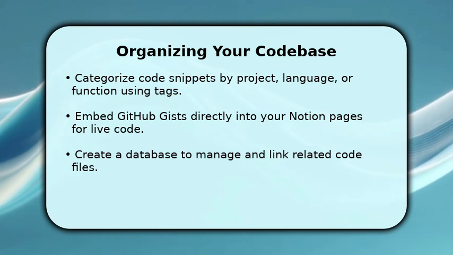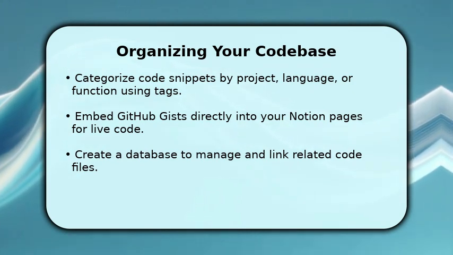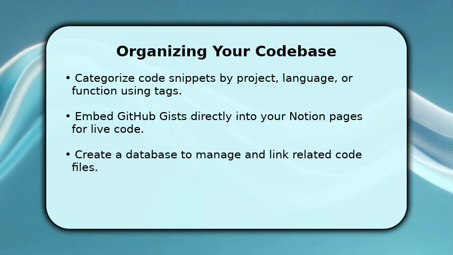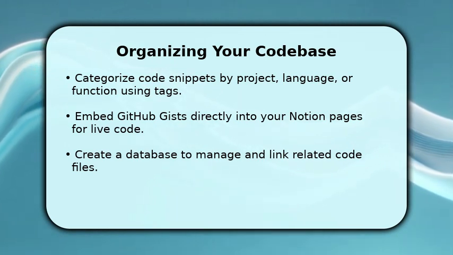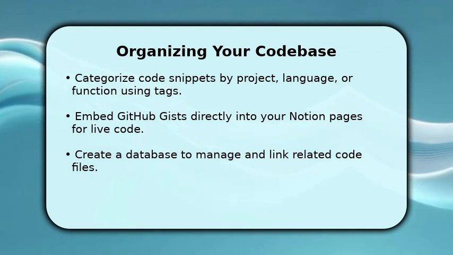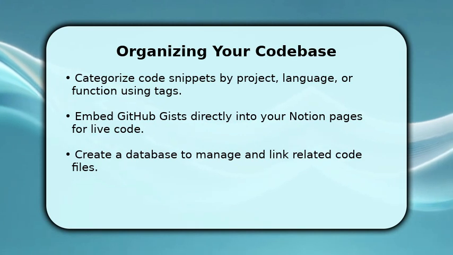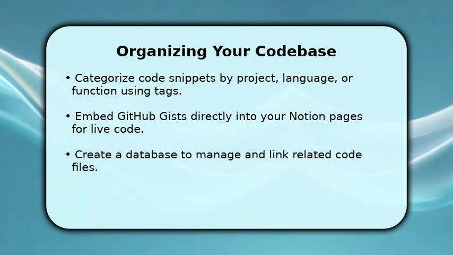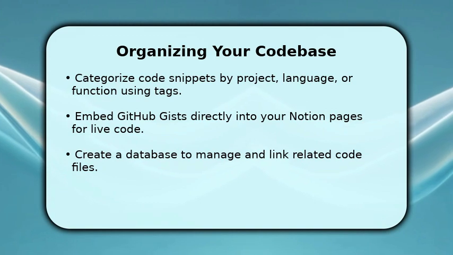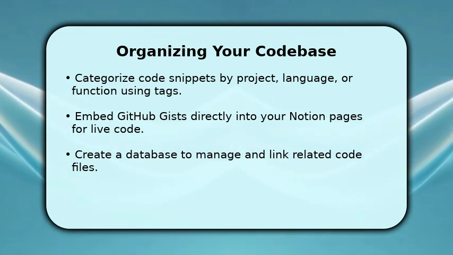You can categorize your code snippets using tags, making them easily searchable by project, language, or specific function. For dynamic code, consider embedding GitHub gists directly into your pages, which updates automatically. A database can link all your related code files and documentation. Don't forget to use callout blocks to draw attention to critical notes or warnings within your code explanations.